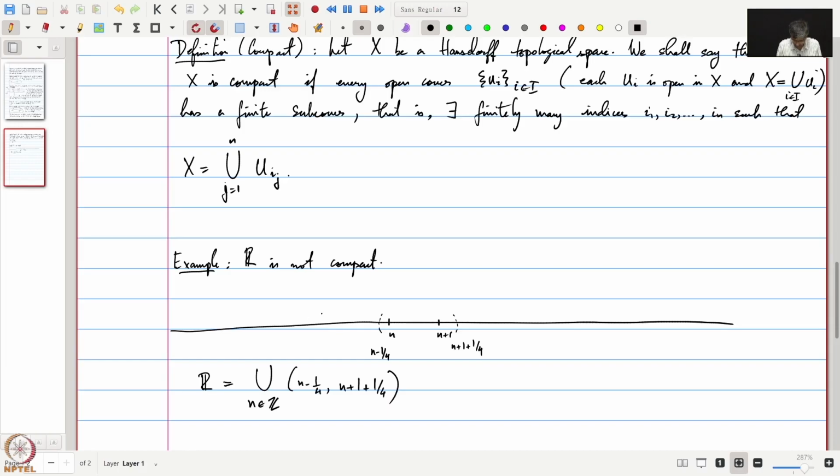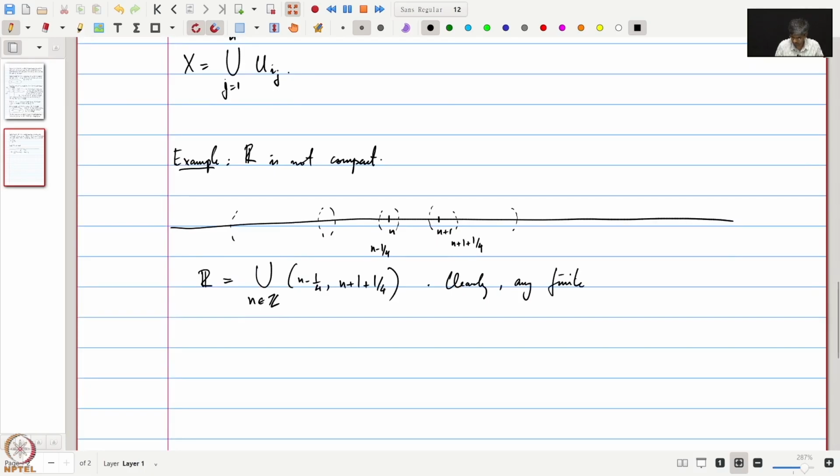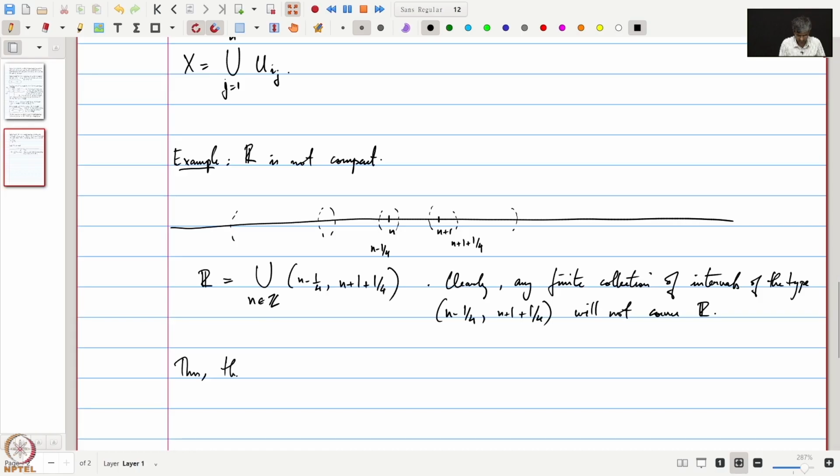Clearly, any finite subcollection of intervals of the type (n - 1/4, n + 1 + 1/4) will not cover R. Thus this cover has no finite subcover. Thus, R is not compact.